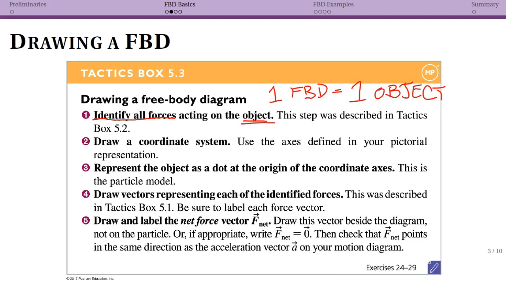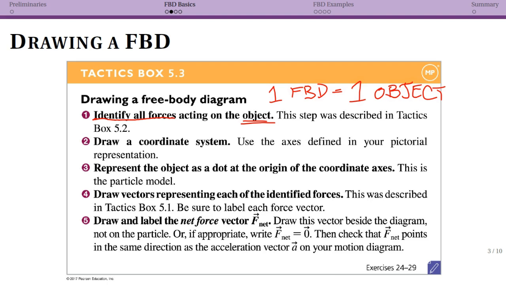If you're just considering the whole motion, one object could actually mean a conglomeration of things that are moving together. That's okay, right? If you have a box full of puppies sliding down a ramp, you don't have to draw a separate free body diagram for every single puppy. Your object in that case is the box of puppies.